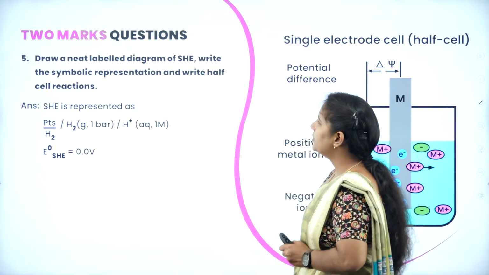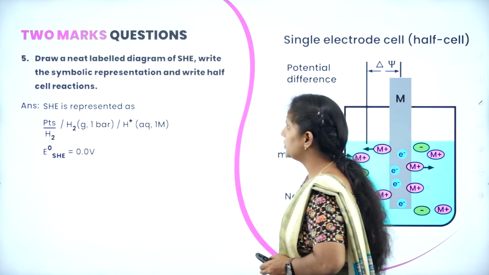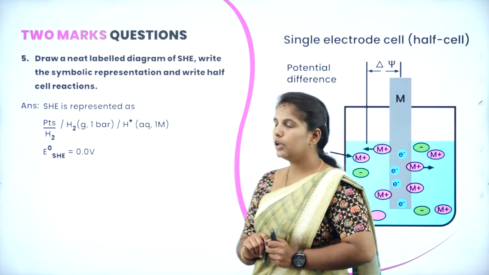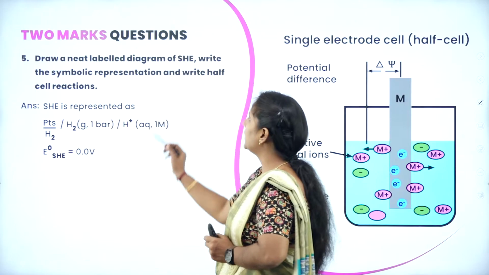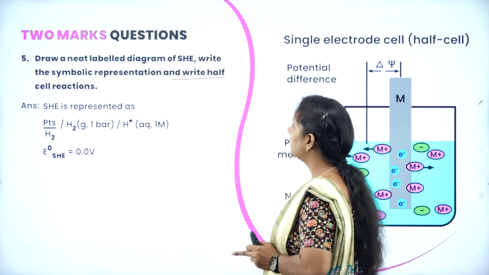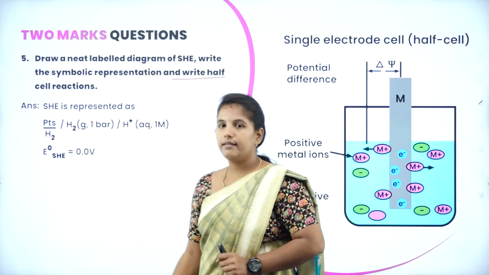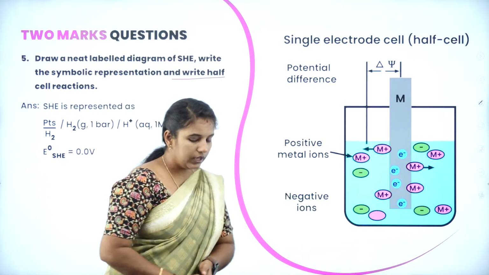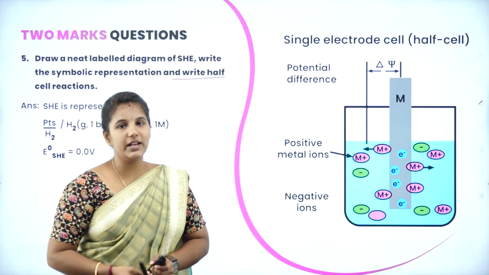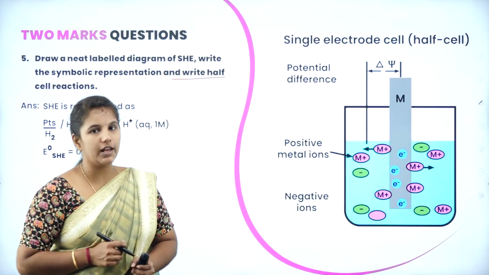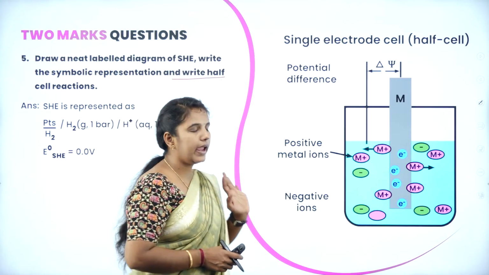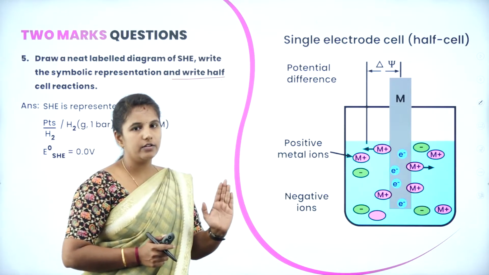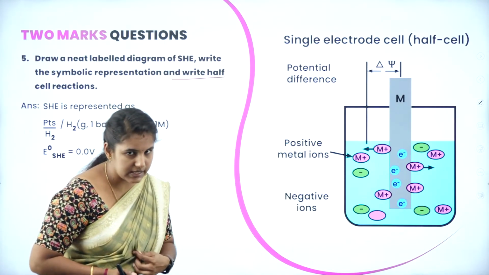Next, draw the neat labelled diagram of SHE. This is a 2-mark question. And write a symbolic representation and write the half cell reaction. So here you need to write the SHE diagram, that is the standard hydrogen electrode diagram. This is a diagram of the standard hydrogen electrode, that is SHE.